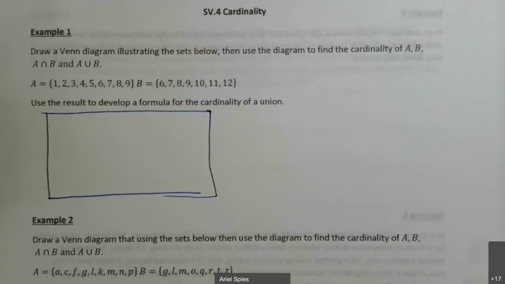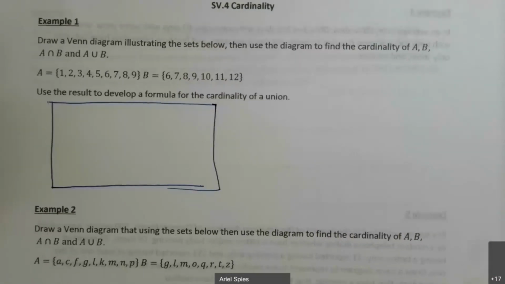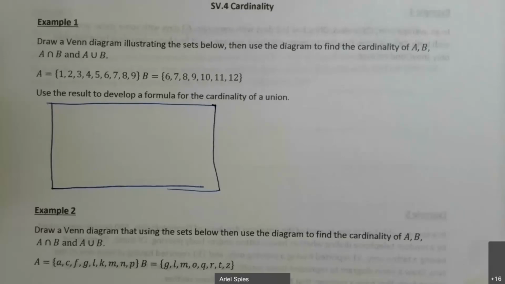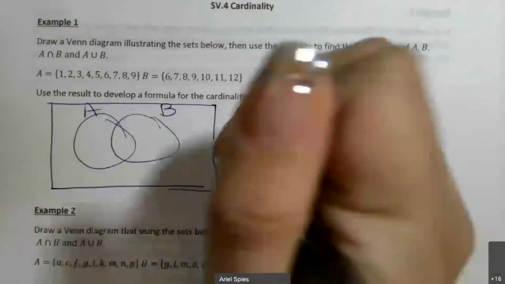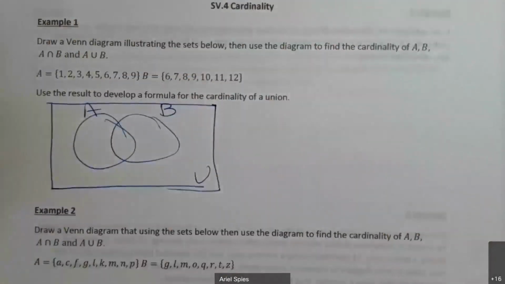need to find the cardinality of A, the cardinality of B, the cardinality of the A intersected B, and the cardinality of the union of A and B. So what I want to do is I should have drawn more space in between my two circles because I wanted to write numbers inside.